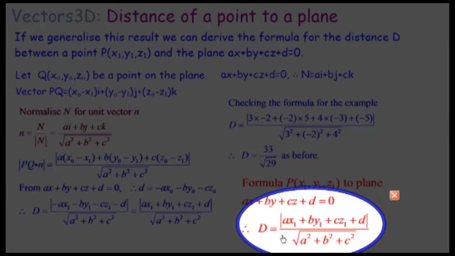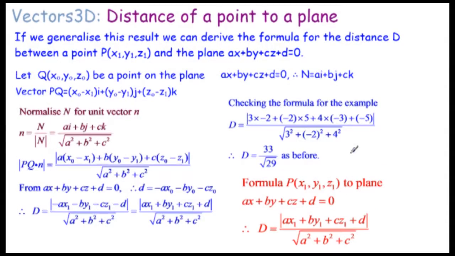D is equal to the absolute value of ax1 plus by1 plus cz1 plus d, basically divided by the square root of a squared plus b squared plus c squared, which is basically the length of the normal. So let's just check the formula. I put the numbers back in here to show you that it does work as before, so you might like to go through that for yourselves and have a quick look at basically how it worked.